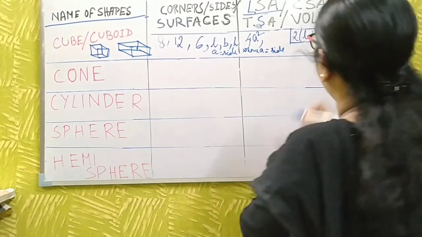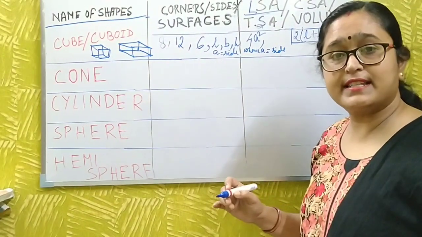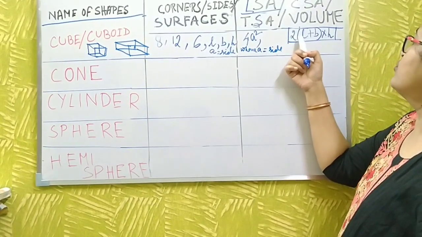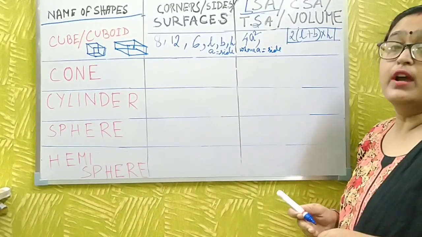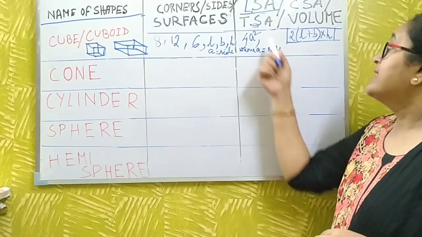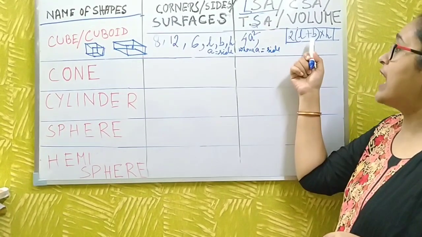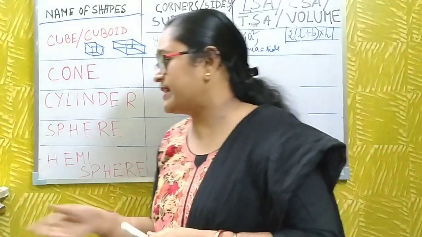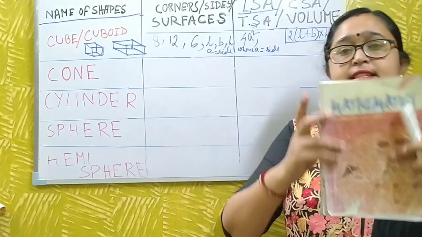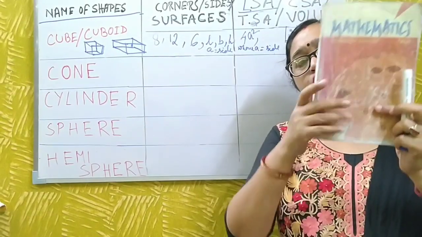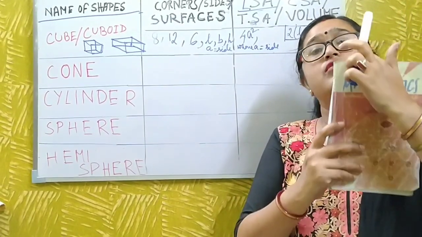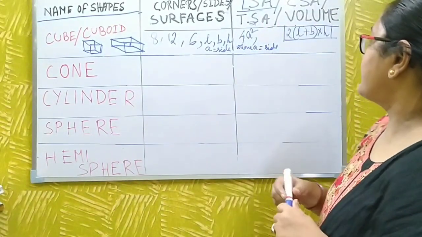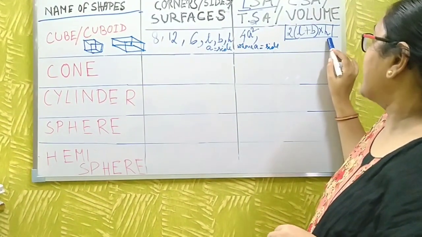There are 4 lateral surfaces. How many lateral surfaces are here? 2(L plus B) into H. This is the lateral surface area of a cuboid. How many lateral surfaces are there? 1, 2, 3 and 4. Then the lateral surface area becomes 2 into height.